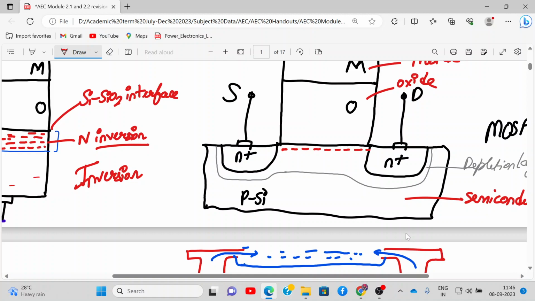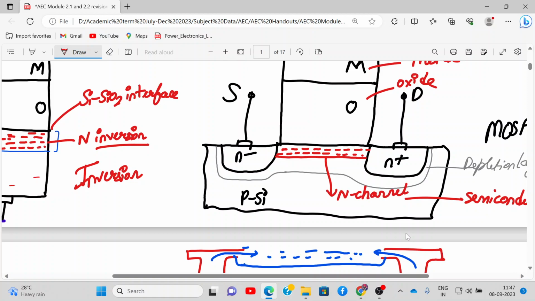you apply drain to source voltage. So the electrons from here will also contribute to this, and the electrons will flow like this. See, the electrons will flow like this and reach over here. They come out of the terminal. So this is my N region. This is called my N region, and this is the channel. This we call the N channel.